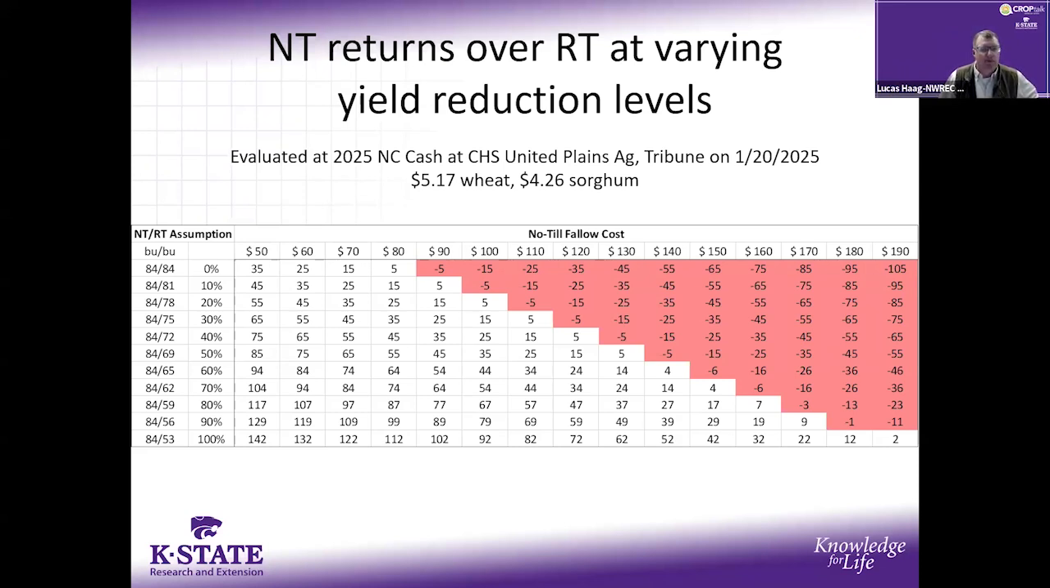What if you say, well, that guy, he's only 20% right. I think it's only 84 bushel versus 78 bushel. Well, now we're down to only about $105 an acre allowable fallow cost. Because again, the difference in sorghum revenue between the no-till and the reduced till is what's really driving the economics here. So if you don't believe you're getting that yield response from a long-term no-till scenario, then that is what's really driving it.